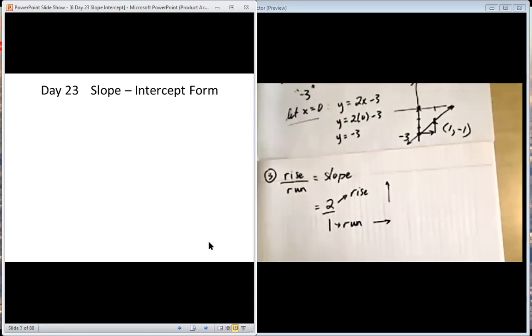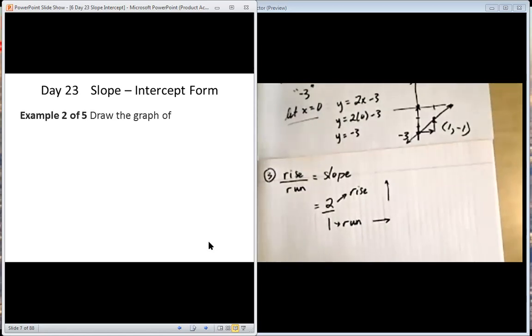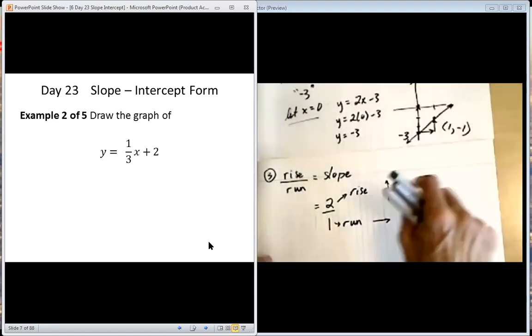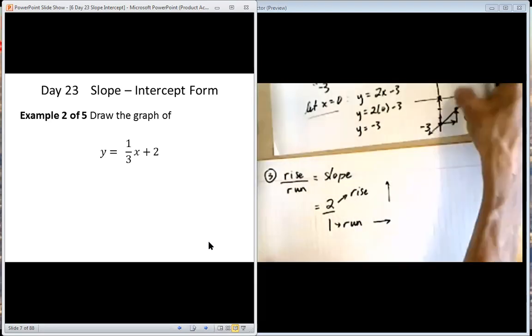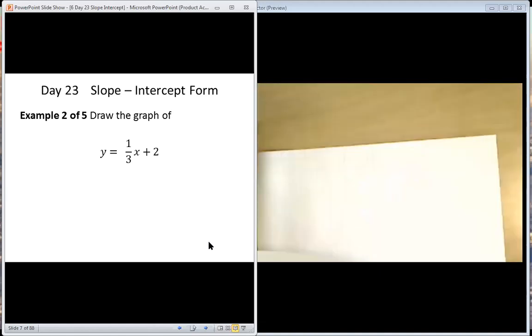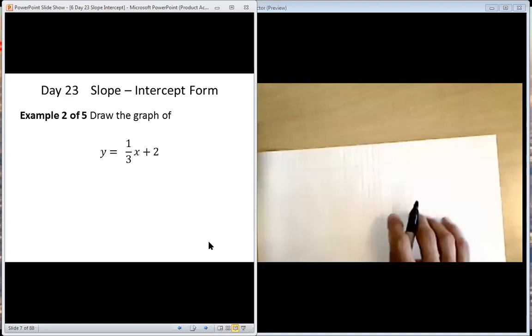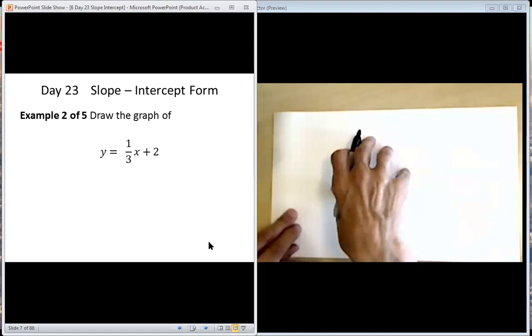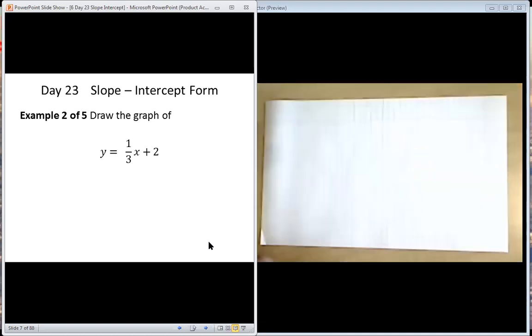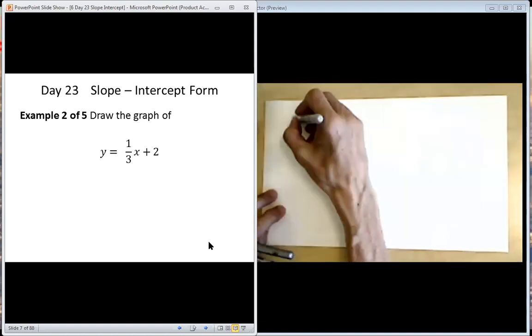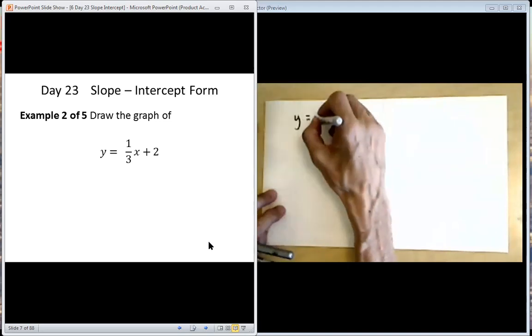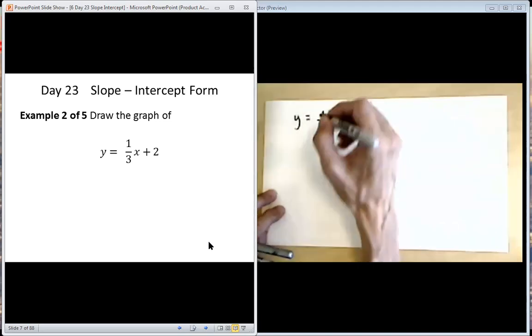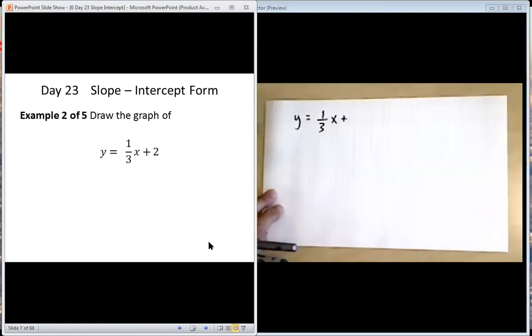Let's see if we can make this one happen a little bit shorter, right? Still try and be organized and such, but let's see how this one works. Okay, so we got y is equal to 1 over 3x plus something there, plus 2.